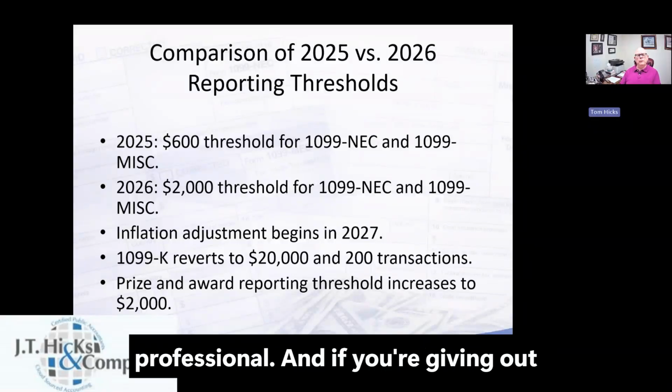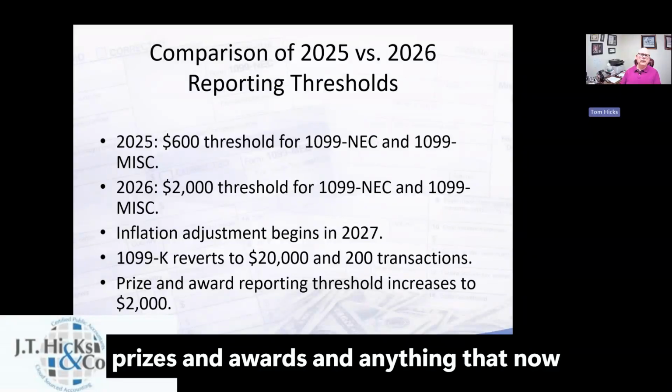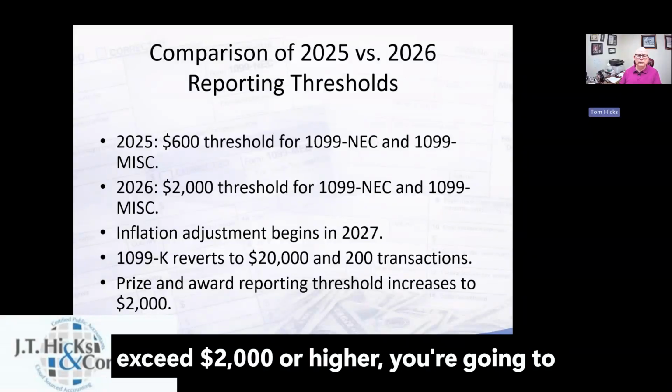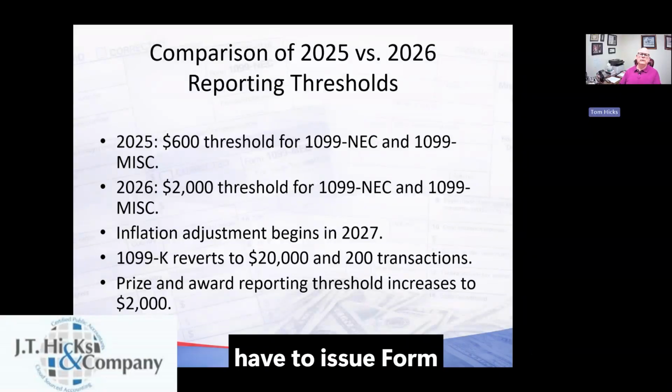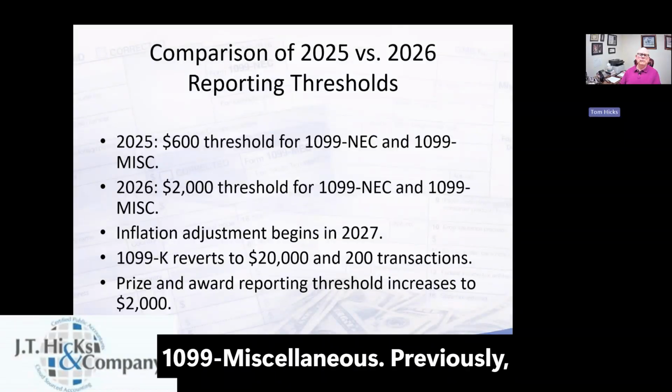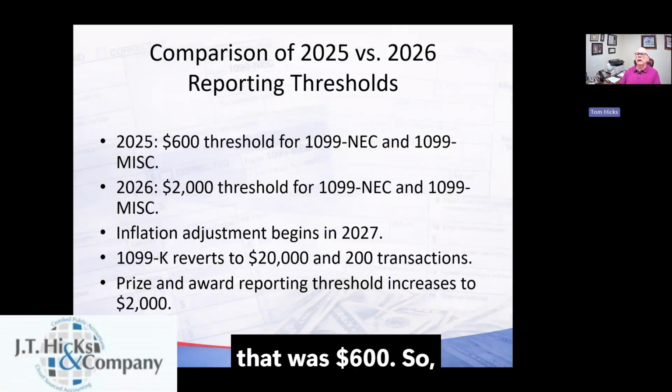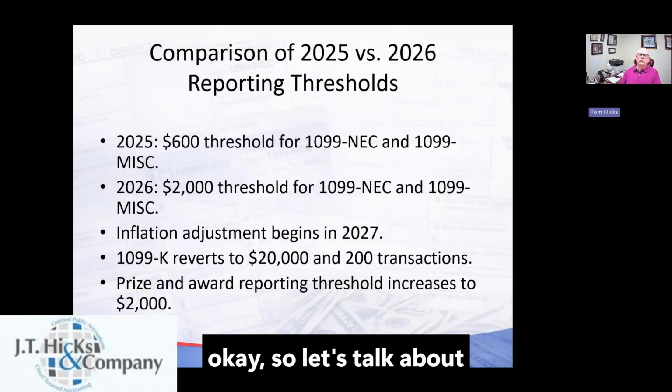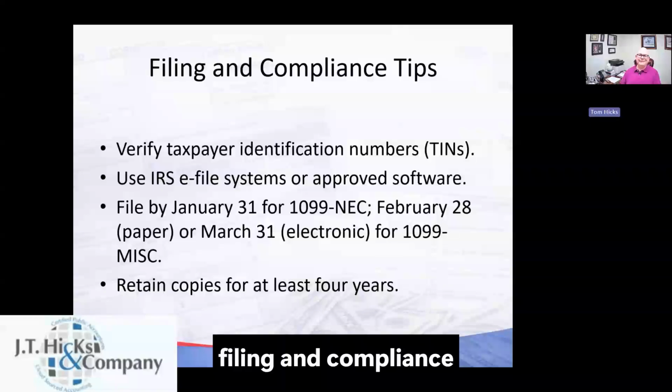And if you're giving out prizes and awards and anything that now exceeds $2,000 or higher, you're going to have to issue Form 1099 miscellaneous. Previously, that was $600. So, okay, let's talk about filing and compliance tips.